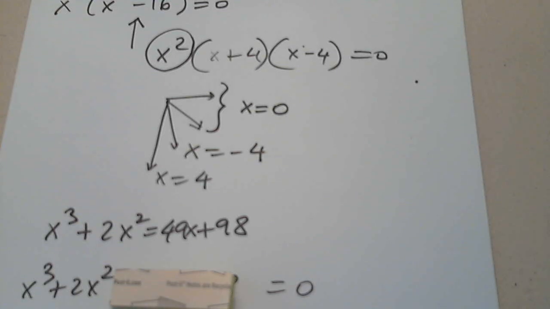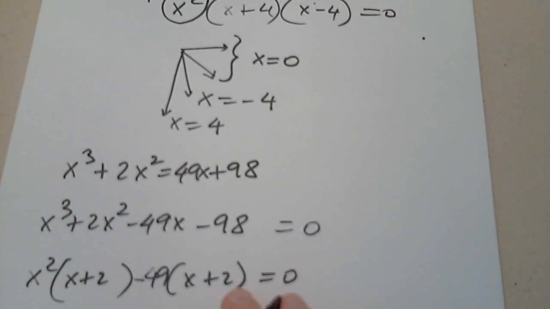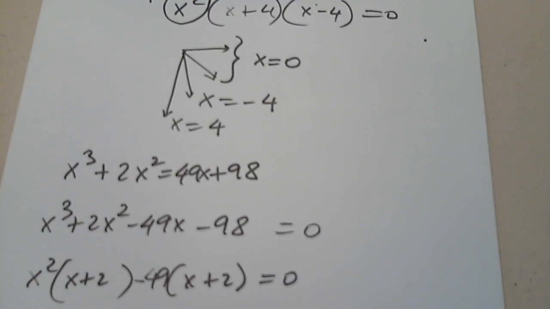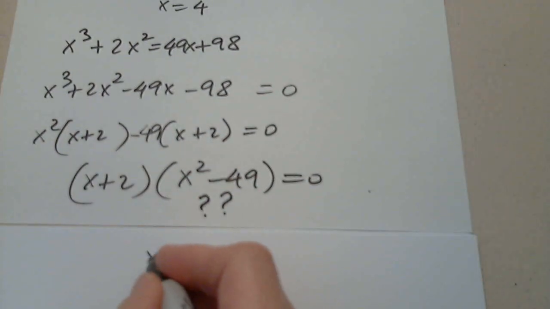Now, I need a sign and a factor. Minus. And the factor? Be 49. Indeed. Now the common factor goes out. And I have x squared minus 49. But I know how to factor x squared minus 49. How do I do that? X minus 7, x plus 7. Indeed.